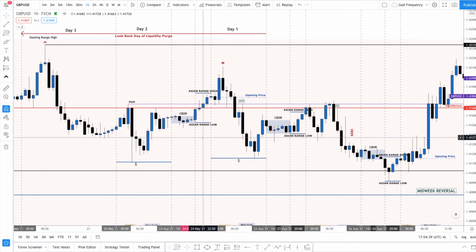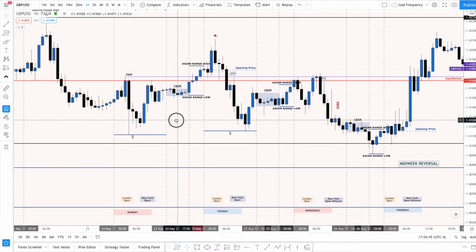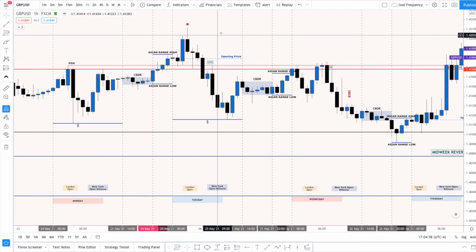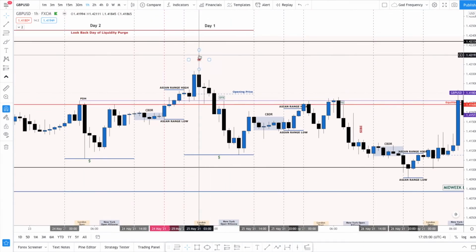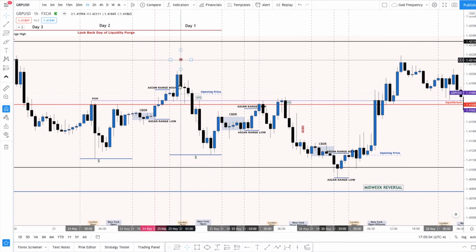So as soon as I knew that we made the high on Monday, this is the start of the week for me, during London. When I saw during London on Tuesday, we broke that previous daily high. We were at a premium, plus we broke that previous day high, so we purged that liquidity, right? So now I knew, okay, this is where we could short.